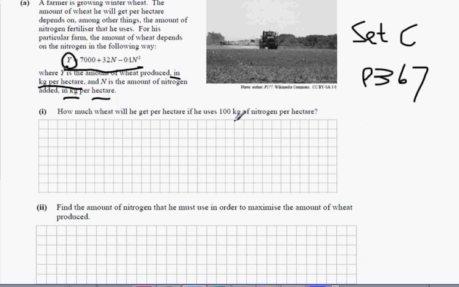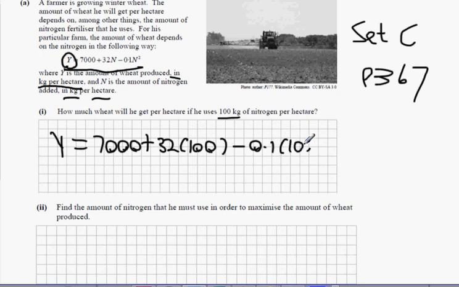How much wheat will he get if he uses 100 kilograms of nitrogen? Well, the wheat you get equals 7,000 plus 32 multiplied by 100 minus 0.1 times 100 squared. So you're just going to put that directly into the calculator, and what we'll get is 9,200 kilograms per hectare. Okay? Only because it tells you to use that language.